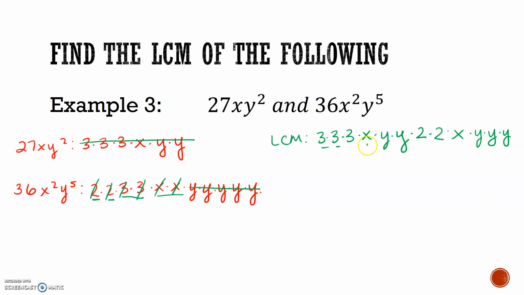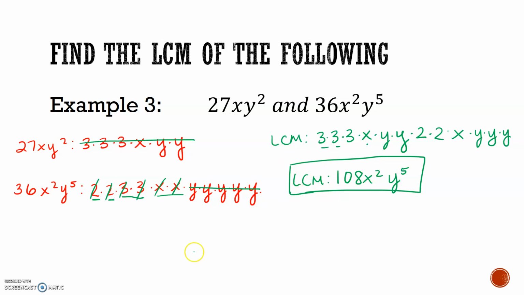Now we go ahead and multiply this all out. So 3 times 3 times 3 times 2 times 2, that's going to be 108. I have 2 x's and 5 y's. So there's our least common multiple. Okay.